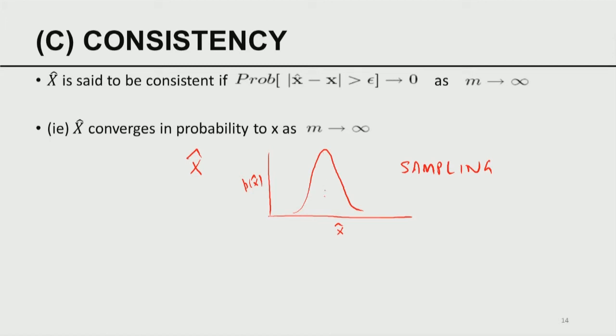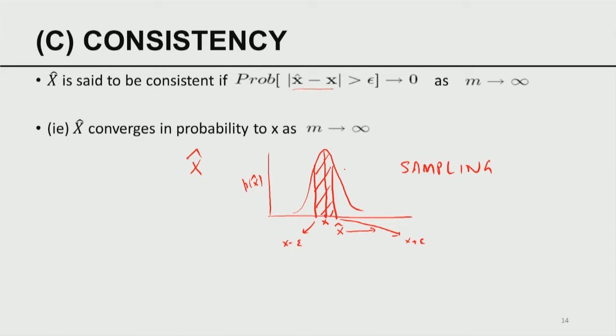So what is it that we are looking for? Let this be the x that is unknown. X hat is an estimate. The estimate is random. This is x. I would like to consider an epsilon strip, plus or minus epsilon. This is x minus epsilon. This point is x plus epsilon. If you integrate the probability density from x minus epsilon to x plus epsilon, that is going to be the total probability mass under this curve. So the probability that the absolute value of the difference between x hat and x lies within epsilon is what I have pictured here.